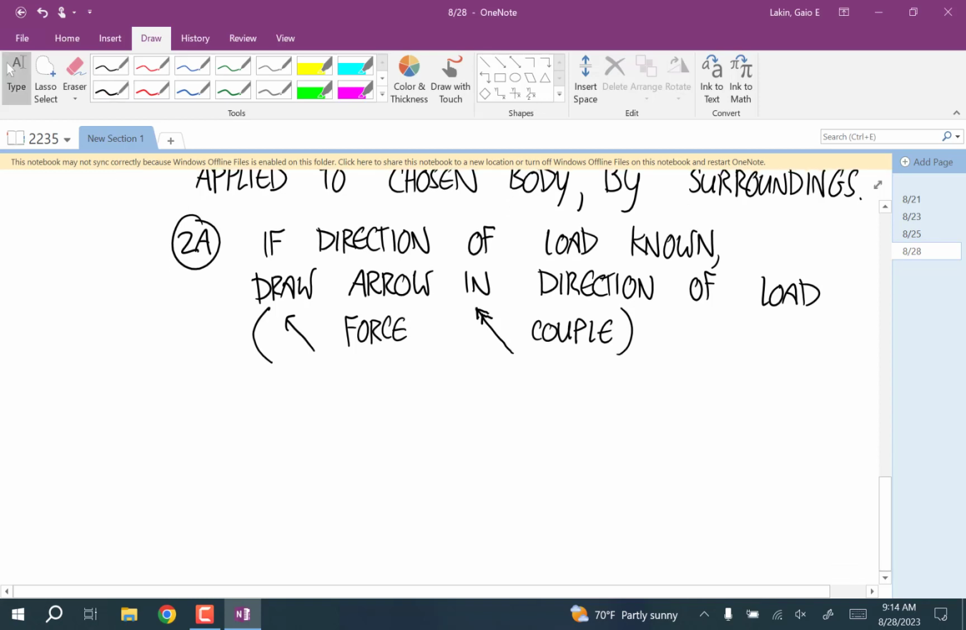And then label that arrow with a scalar, value, or variable. Okay. Once you've drawn that arrow, all you need to define it is just the magnitude of that vector. So all you need is a scalar at that point, a number. Okay.